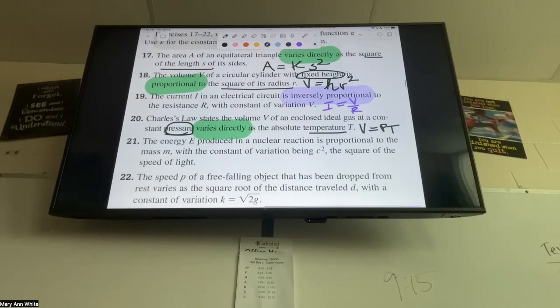Last two. The energy E produced in a nuclear reaction is proportional, that's my direct variation, to the mass m with a constant of variation being c squared, the square of the speed of light. So this one is still direct variation. E is my y. My constant this time is c squared, and then my variable is m.